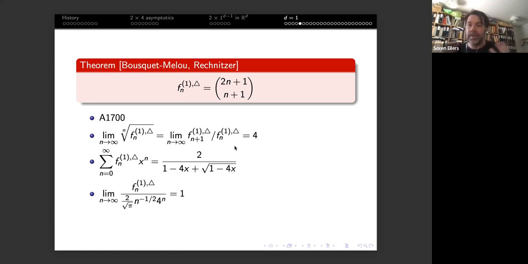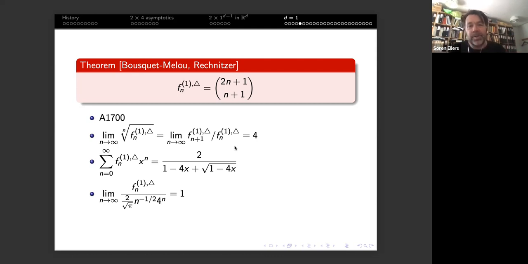And so this is a basic combinatorial constant. I don't know if this goes back further, but I've learned it from a paper of Bousquet-Mélou and Rechnitzer, who are famous combinatorialists who do this kind of thing for a living. But if you have this, then you get answers to all of these questions that I asked. First of all, A1700, this is the entry in the Online Encyclopedia of Integer Sequences. You can look it up there.